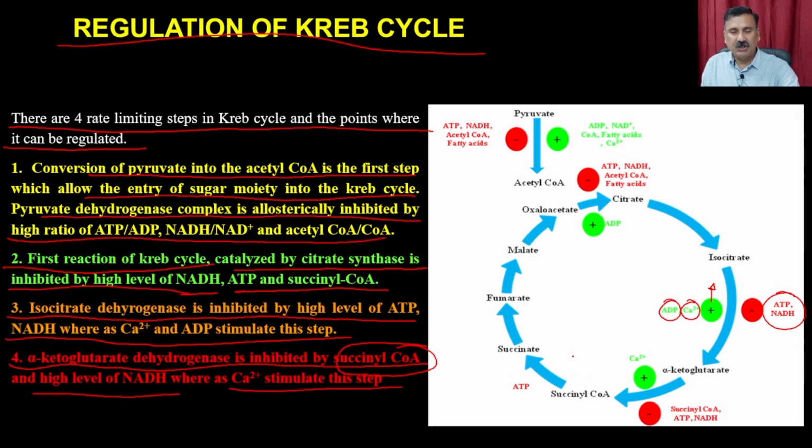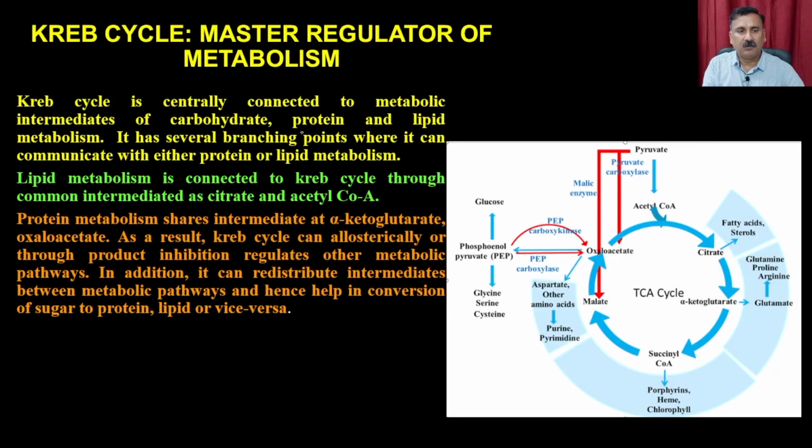Apart from the regulation, the Krebs cycle is central to the metabolic pathways, and that's why it communicates with various other pathways to facilitate the breakdown as well as the biosynthesis. So the Krebs cycle is centrally connected to the metabolic intermediates of carbohydrate, protein and lipid metabolism. It has several branching points where it can communicate with protein or lipid metabolism.